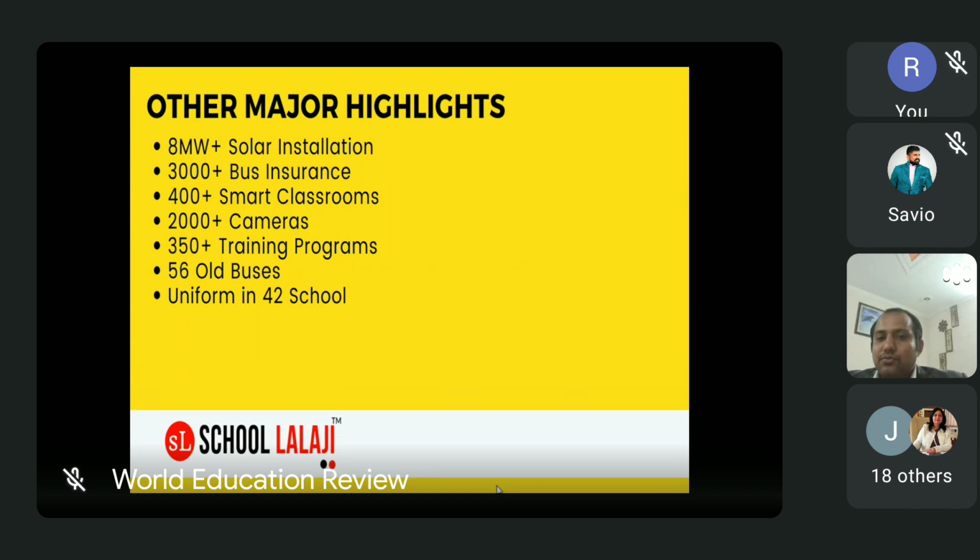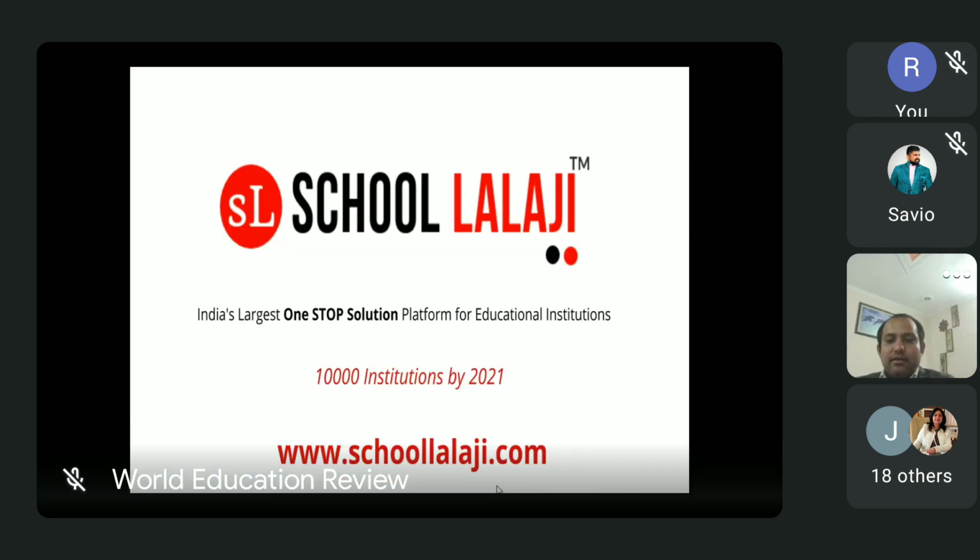Some major highlights of School Lalaji: we did an 8 megawatt plus solar installation. Even during the lockdown, we did a lot of solar installation in different institutions. 3,000 plus insurance, 400 plus smart classrooms, 2,000 plus cameras, 350 plus training programs, 56 old buses, uniform in 42 schools. By the end of 2021, we aim to reach out to 10,000 institutions. We need your support, your guidance, your blessings. So I'll end my talk here.